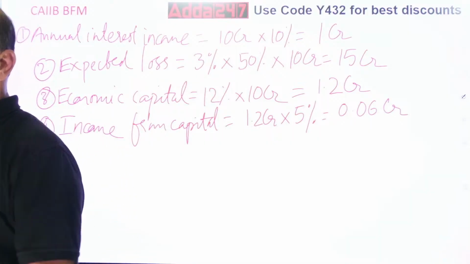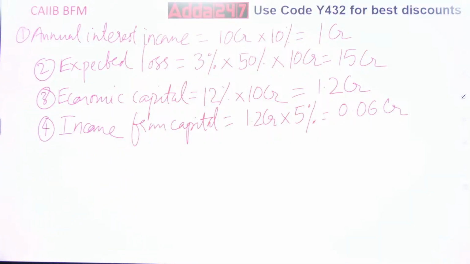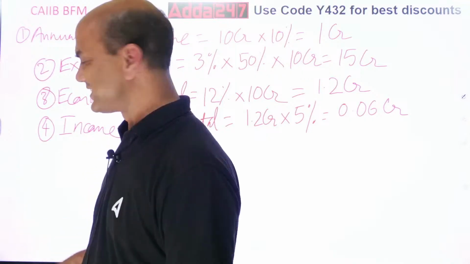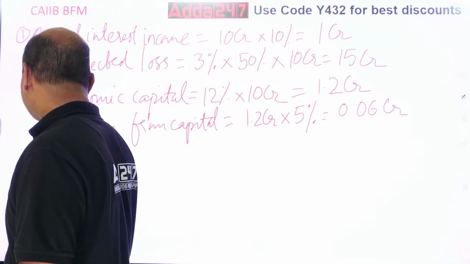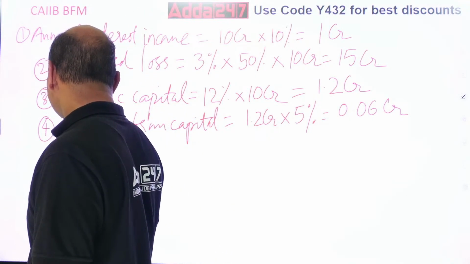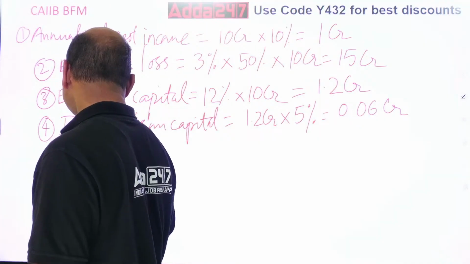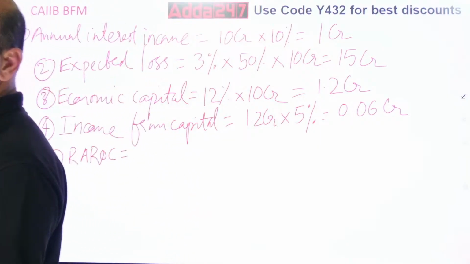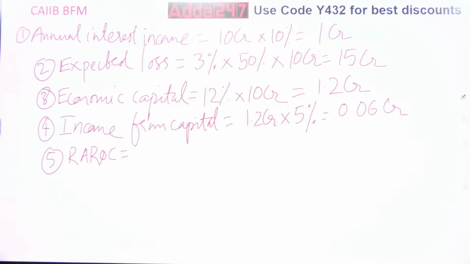So 0.06 CR. Now we come to the last step, and that last step is RAROC. The 5th step is RAROC. Remember, 5 marks for this. Okay? So RAROC equals to this. You will not get it in any of the books. What is the formula for RAROC? Total interest income minus, what am I getting?